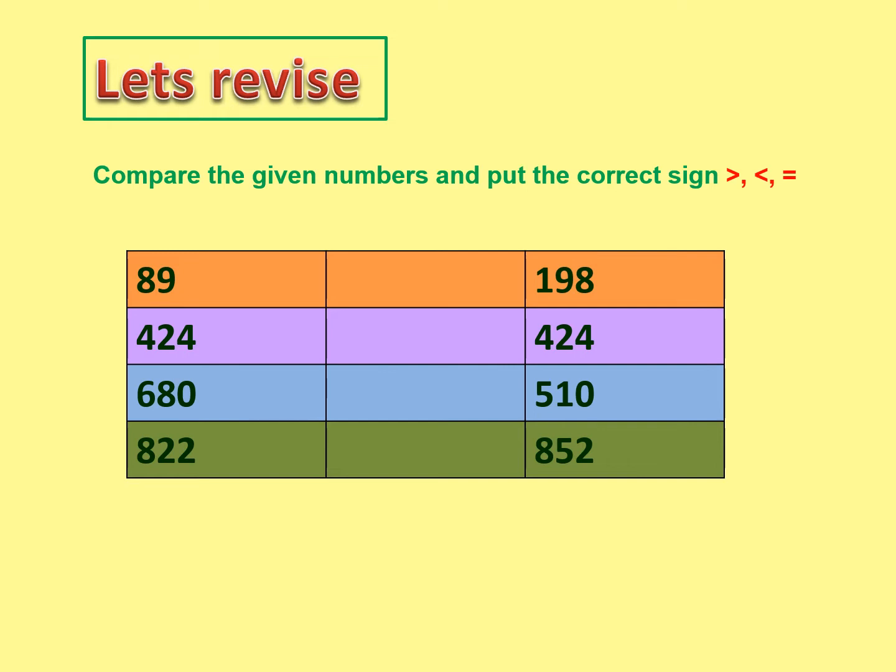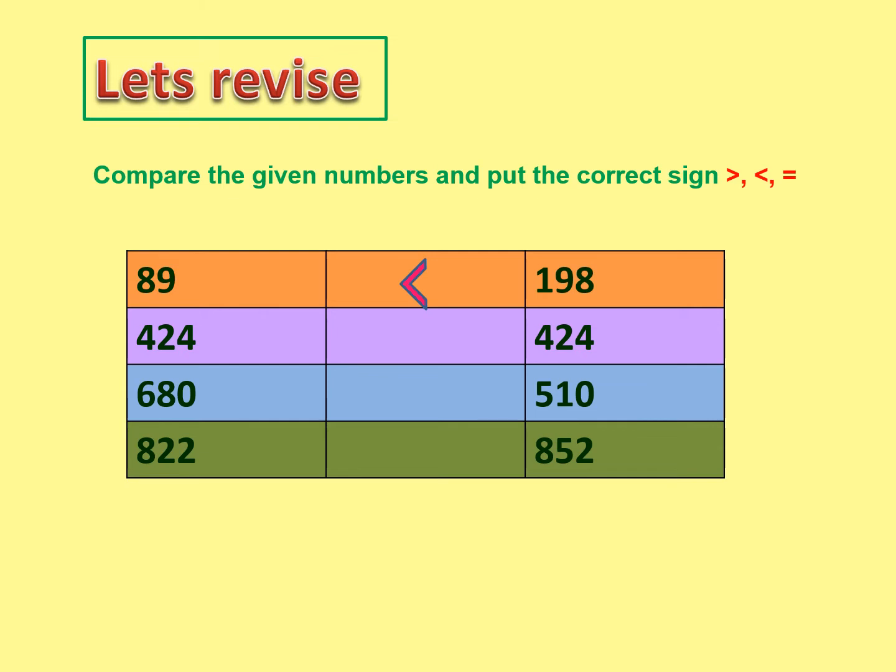Let's revise. Compare the given numbers and put the correct sign. Less than, greater than or equal to. The first example is 89 and 198. 89 is a two-digit number. 198 is a three-digit number. Two-digit number is always smaller than a three-digit number. Therefore, 89 is less than 198.